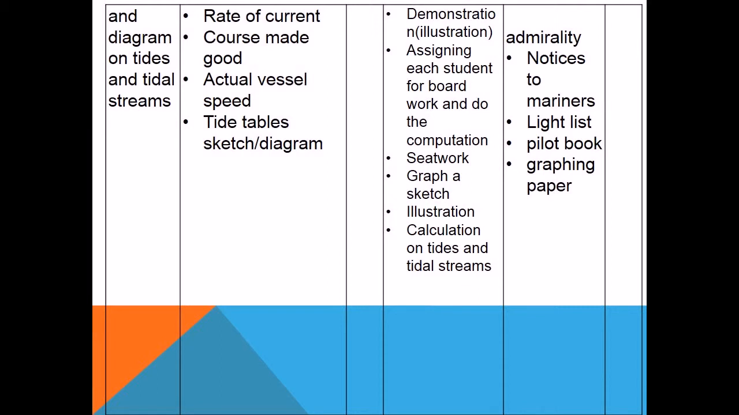Rate of current, course made good, actual vessel speed, tide tables, sketch or diagram. Demonstration, illustration, assigning each student board work to do the computation, and seat work. Graph a sketch, illustration, calculation on tides and tidal streams, Admiralty, notices to mariners, light list, pilot book, graphing paper.